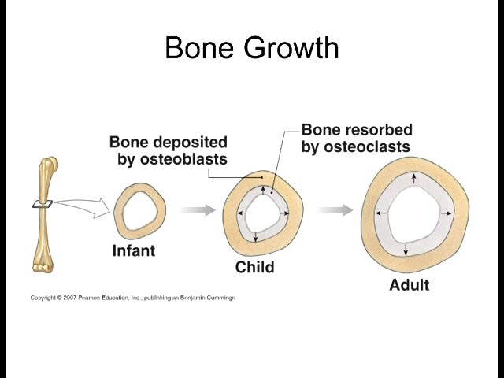As far as the length goes, that's where the growth plate comes into play. Early on in development, you've got cartilage here, but later on when the bone is fully formed, the only cartilage you're going to have left is just right here at the junction between the two endochondral bones.